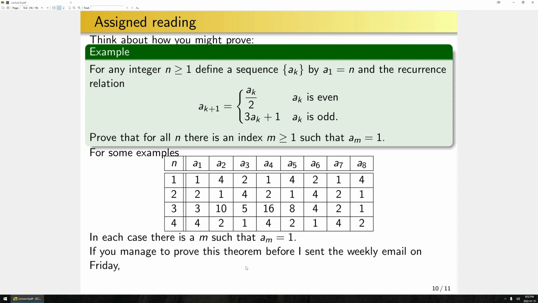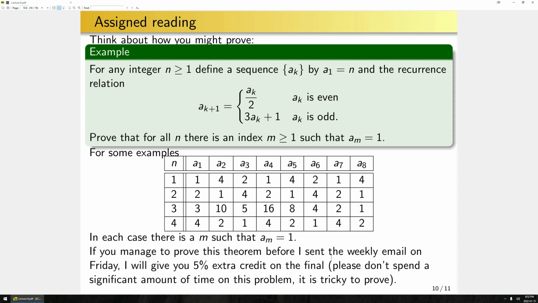And if you can manage to give a full proof of this theorem before I send out the weekly email on Friday, so if you can prove this for any integer n, you can't just try a bunch of values and plug them in, your proof has to work for all integers n, no matter what they are, then I'll give you 5% extra credit on the final. The 5% would just be added to your mark on the final, with a cap of 100%.